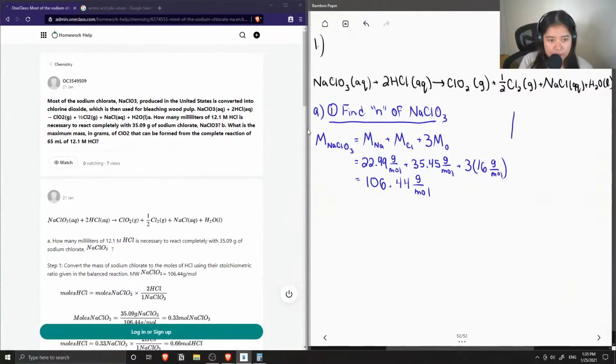So now that we have the molar mass of sodium chlorate, we can calculate the number of moles. So recall that number of moles is equal to mass over molar mass. So the mass was given in the question. It's 35.09 grams. And the molar mass is what we just calculated, 106.44 grams per mole. Okay, so now our grams will cancel out, and we're left with our units in moles, and you end up with 0.33 moles.